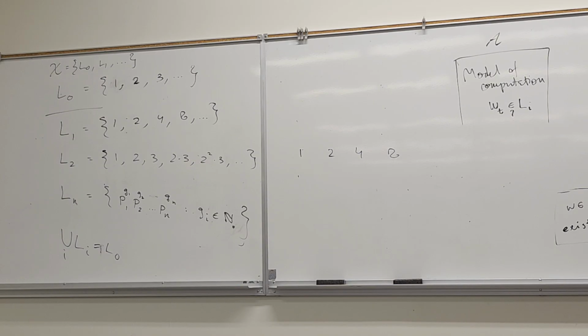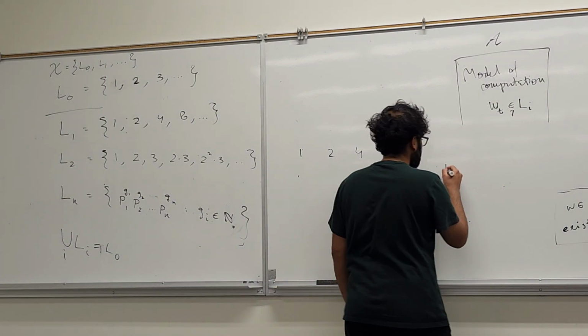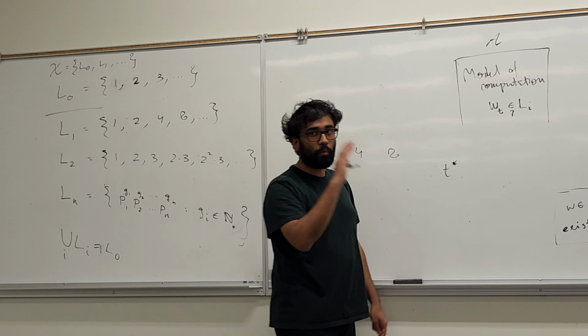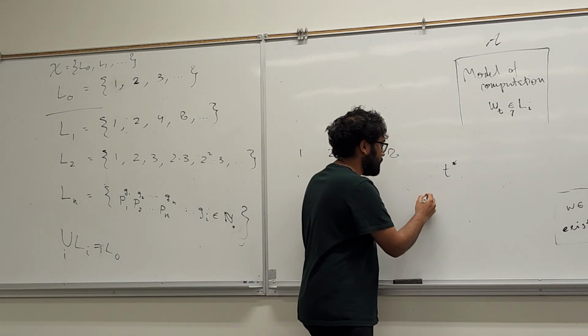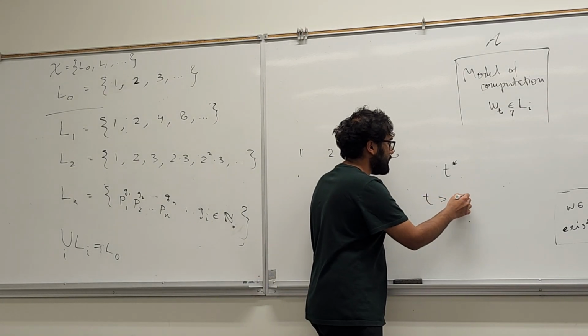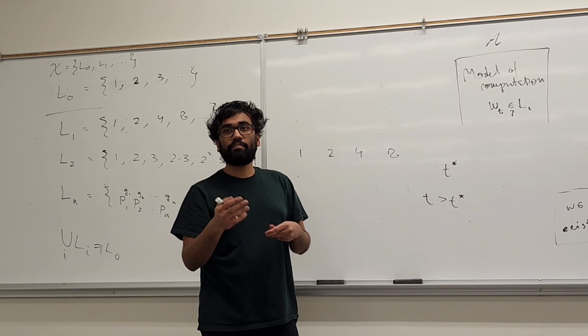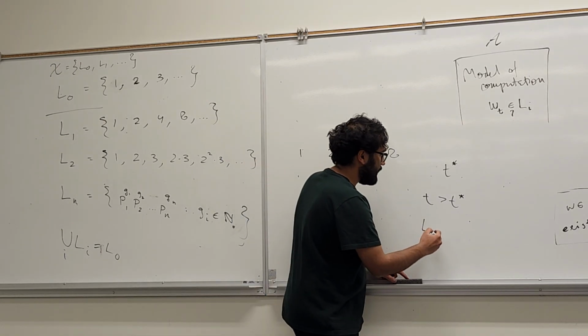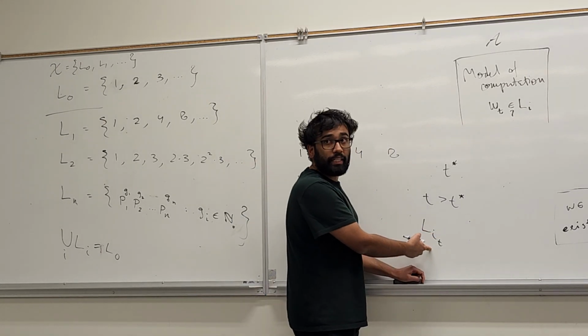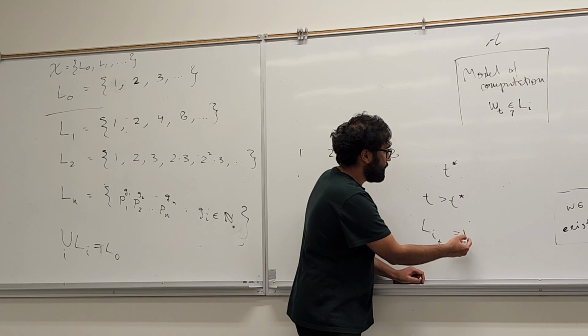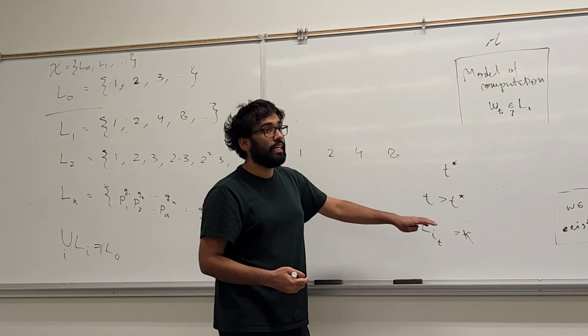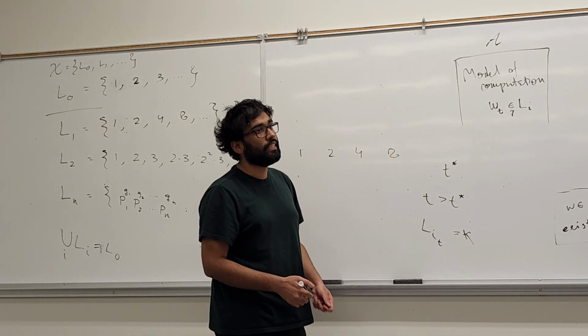So recall that the guarantee is there exists some T star, some point in time after which, for all T greater than T star, you have identified the true language. So L_T, your guess at time step T, is equal to K. The adversary can break this.